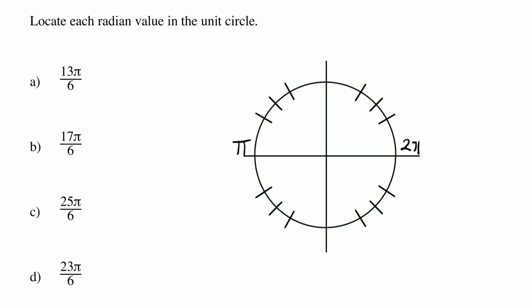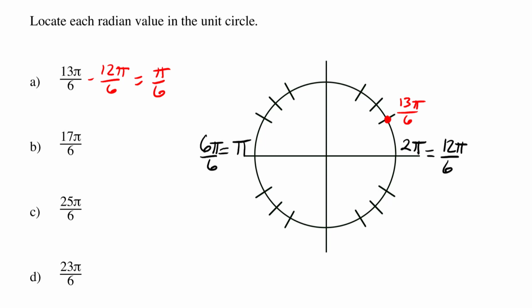Okay, sometimes we have radian measures that are actually greater than 2 pi, and that's when we want to use, in this case, 6 pi over 6 and 12 pi over 6. That'll help us locate 13 pi over 6 and the others. 13 is more than 12 pi over 6, so we subtract away 12 pi over 6 and get just pi over 6. That's a first quadrant value. So 13 pi over 6, you can see over here, is in quadrant 1 at the pi over 6 location.